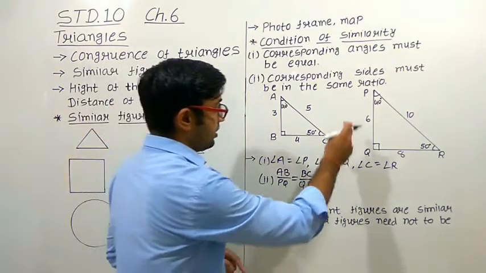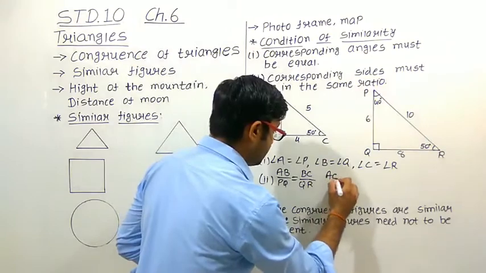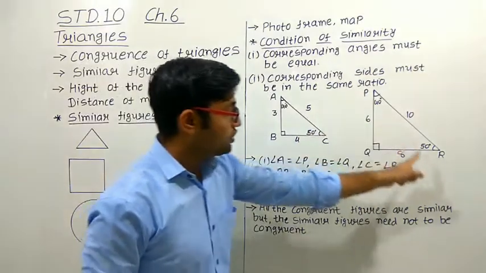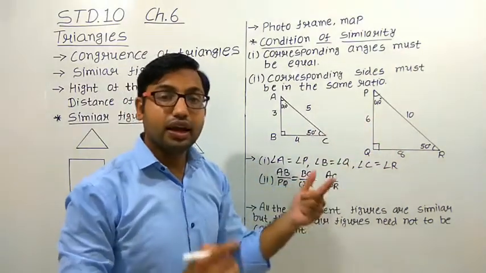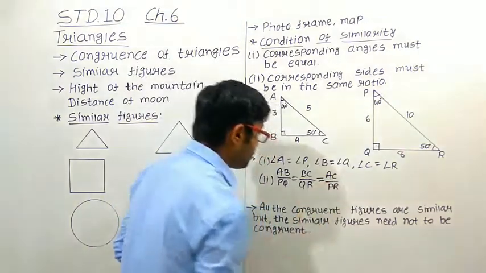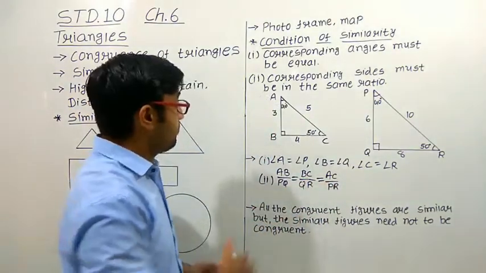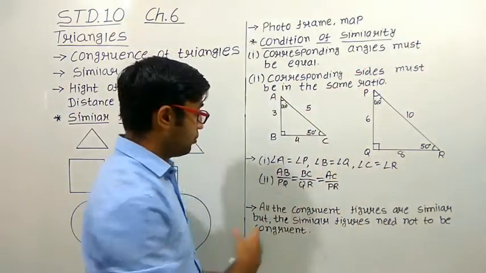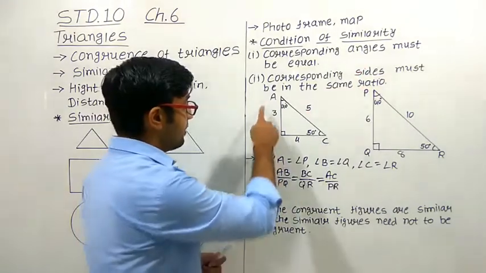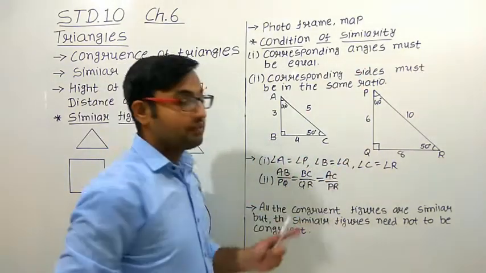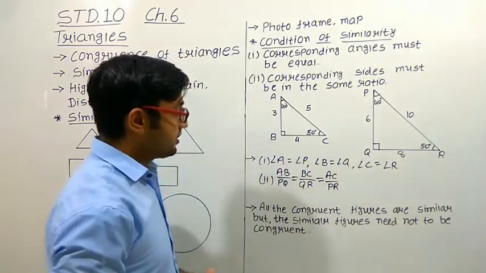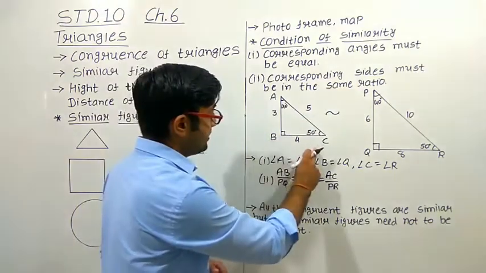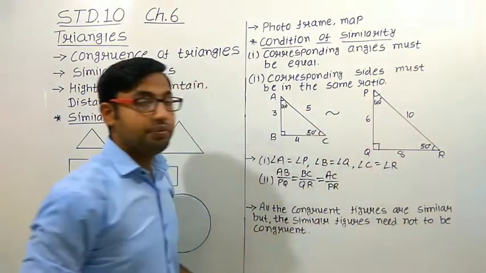In the same way, the third ratio is AC upon PR. AC is 5, PR is 10. 5 upon 10 is again 1 upon 2. So all these three ratios are equal. Both conditions, corresponding angles equal and corresponding sides in the same ratio, are satisfied here. So we can say that triangles ABC and PQR are similar. And this is the symbol of similarity. We can say that triangle ABC is similar to triangle PQR.